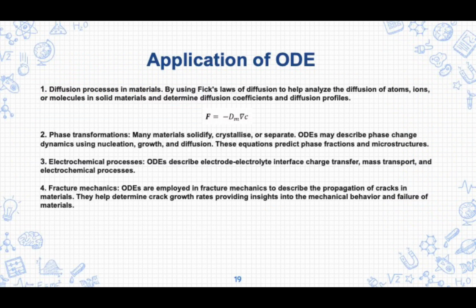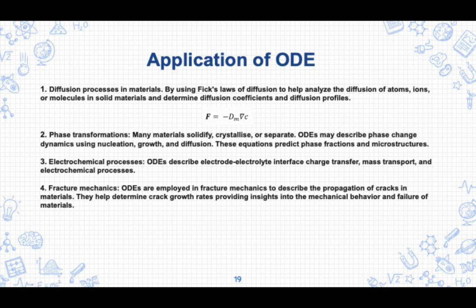Applications of ODE. First is the diffusion processes in materials. By using Fick's law of diffusion, we can analyze the diffusion of atoms in solid materials and determine diffusion coefficients. This is the equation below. 2 is phase transformations. Many substances separate, crystallize, or solidify. ODEs can use growth and diffusion to explain phase change dynamics. Phase fractions and microstructures are predicted by these equations.